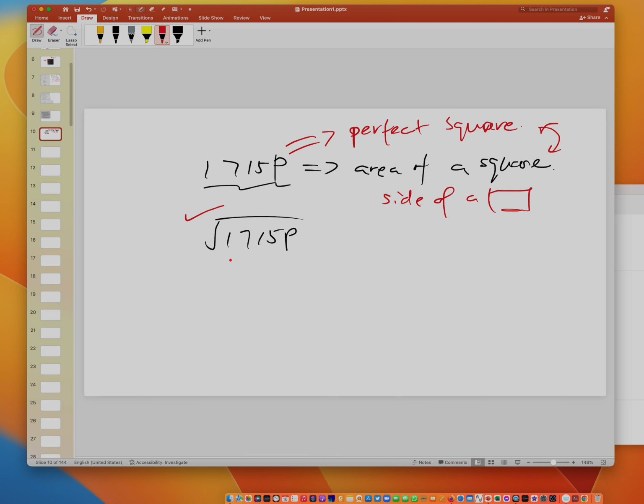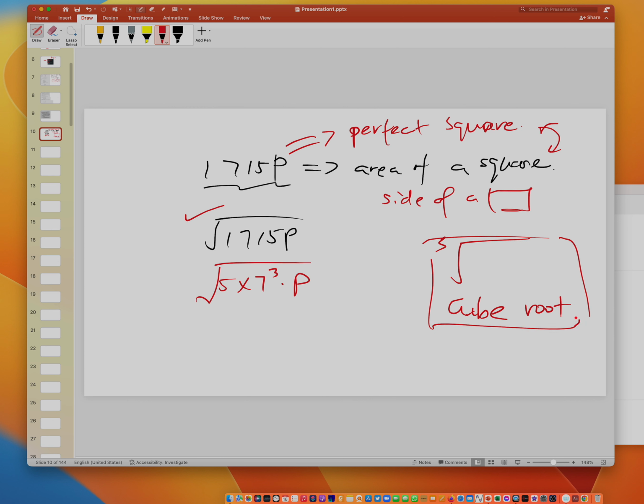So you already have the prime factorization of 1715, which is 5 times 7 to the power 3. In order to square root this thing, square, not cube, you used to make this very silly mistake. They ask for perfect square, you give something else. They ask for perfect cube, you give square. Square is a square root. Cube root is this. So please don't ever make this mistake again.